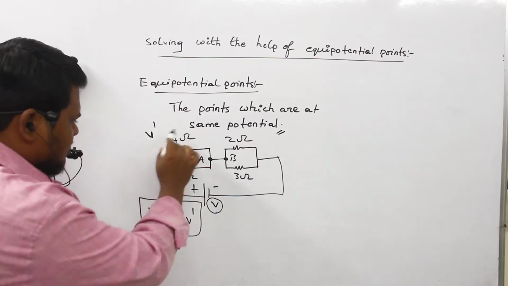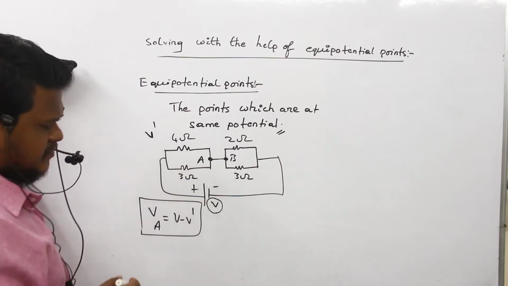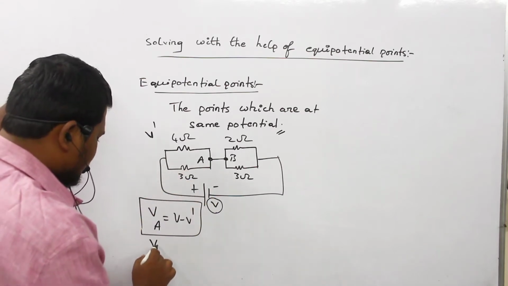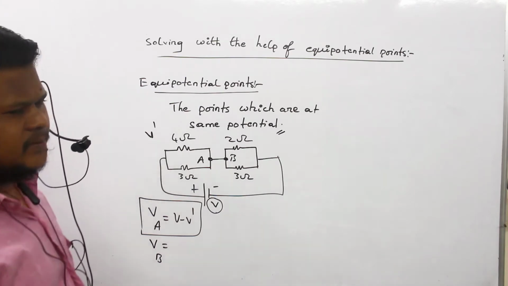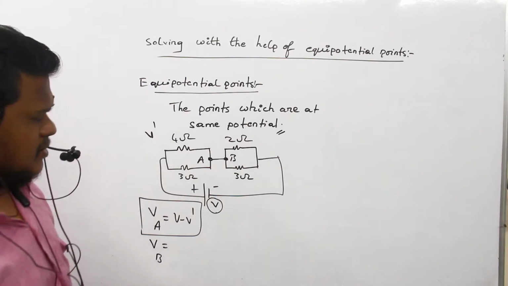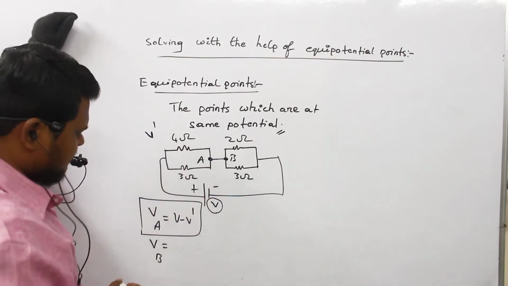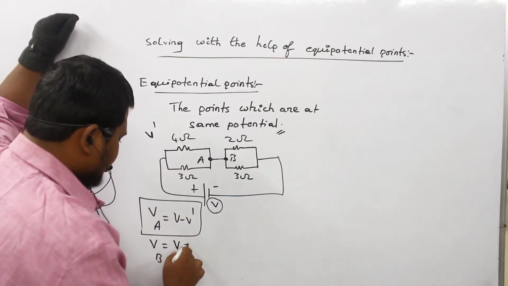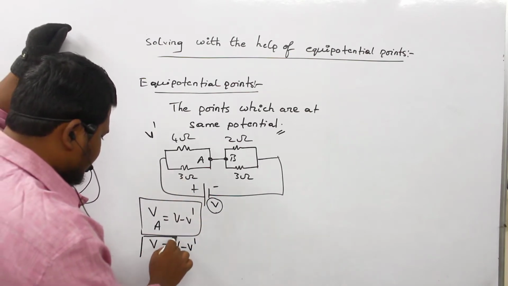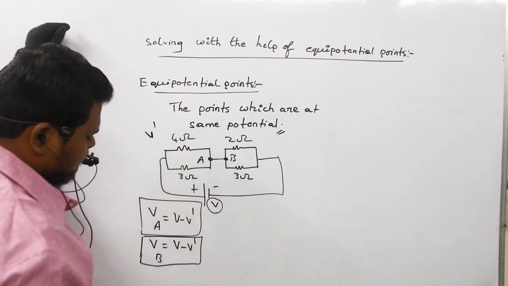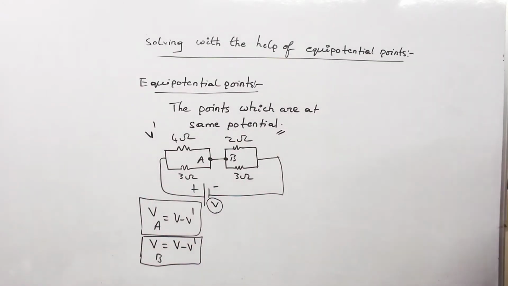So if the potential drop is V dash, the potential at point A will be V minus V dash. Next, what will be the potential at point B? Come on. Potential at point B will be, here also, V minus V dash only. How can you say it is V minus V dash only?